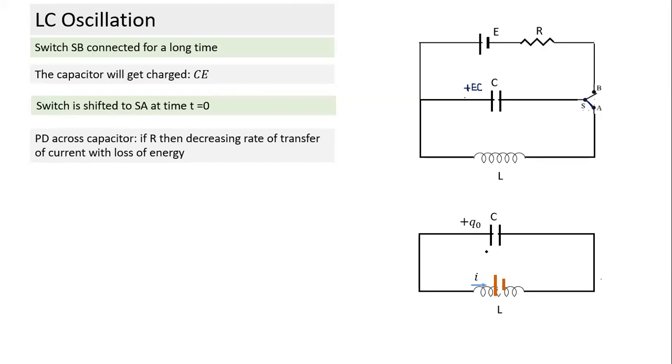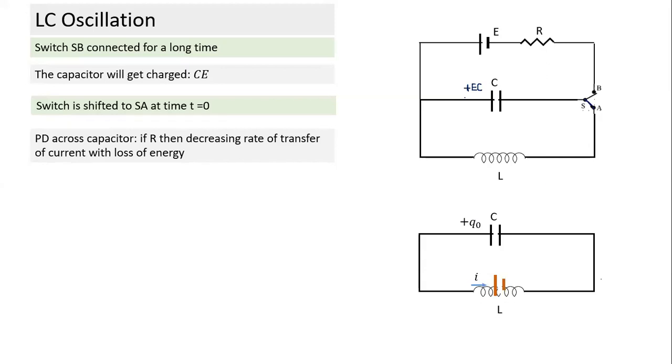If there was no inductor and no resistance, the whole charge would have been transferred immediately. But because of the inductor, when charge transfer starts, the current will tend to increase, and the inductor will oppose the increase in current. An inductor starts acting as a battery when the current changes. Initially the current was 0.